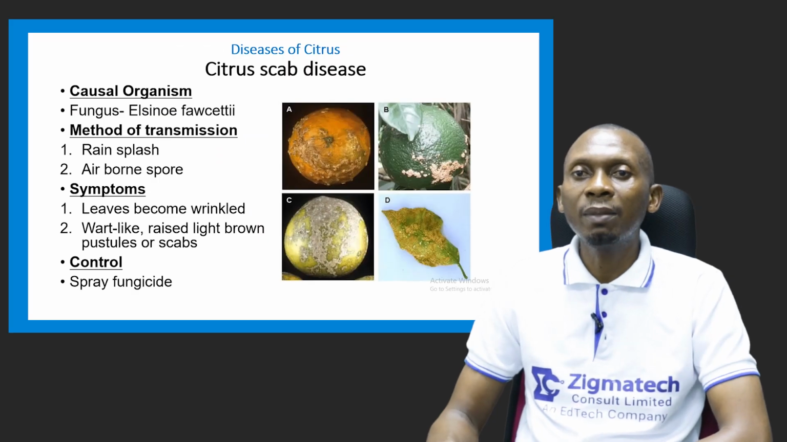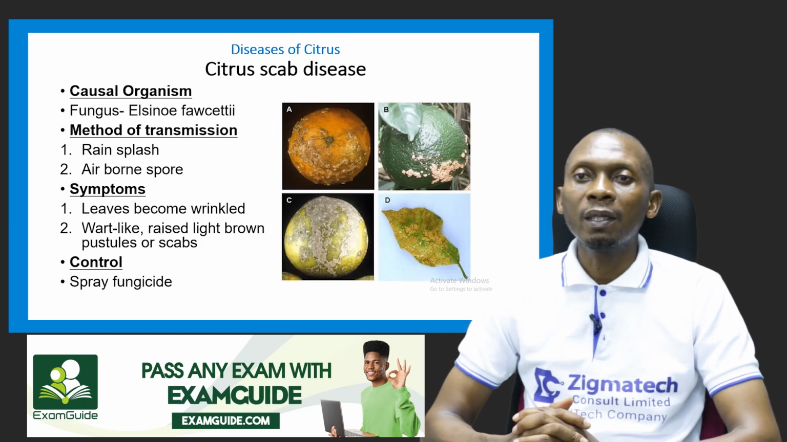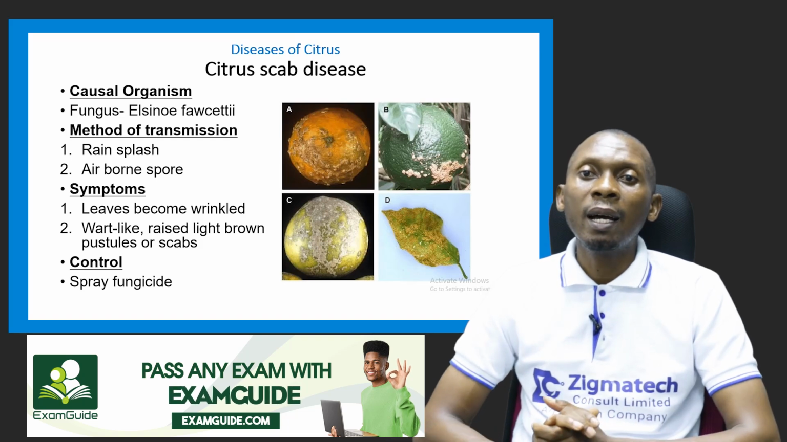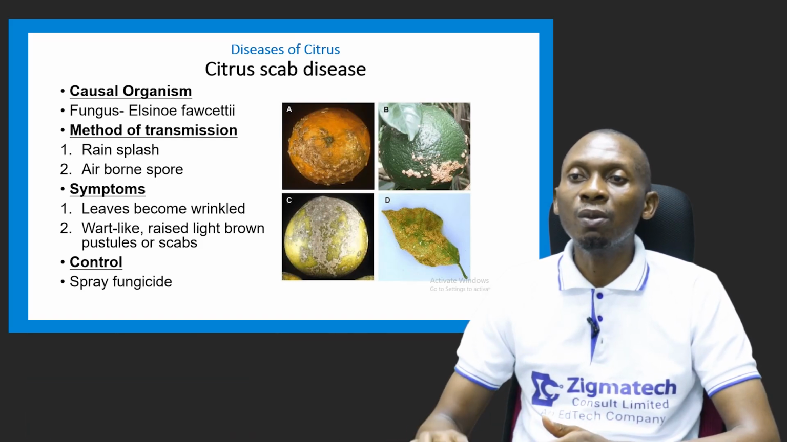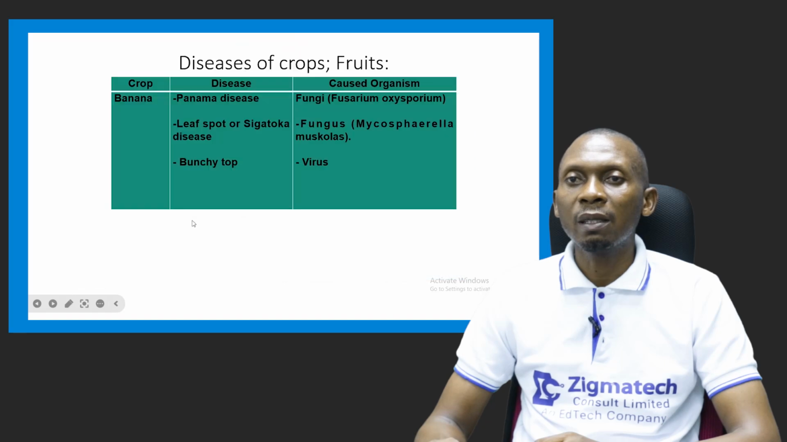Then we have citrus scab disease caused by the fungus Elsinoe fawcettii. It's spread by rain splash and is also airborne. The symptoms here are that the leaves become wrinkled. You can see this leaf is wrinkled. Then raised light brown pustules or scabs are seen. You can see they are raised, that's bumpy, light brown. Pustules or scabs are seen on the fruit. Then you spray fungicide to control it.